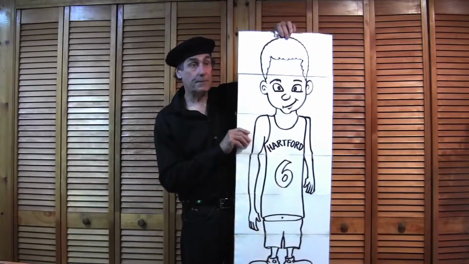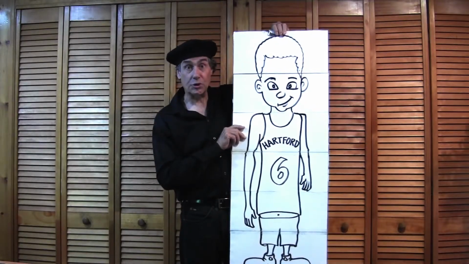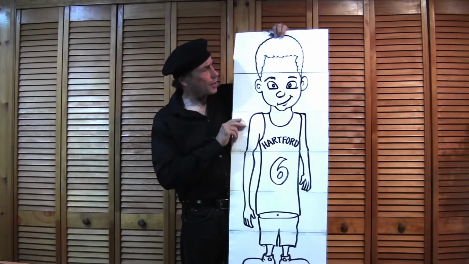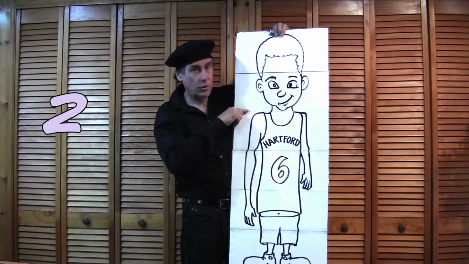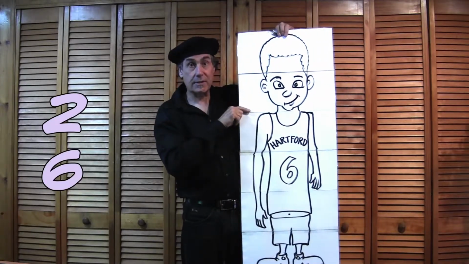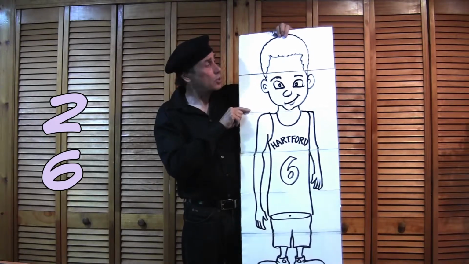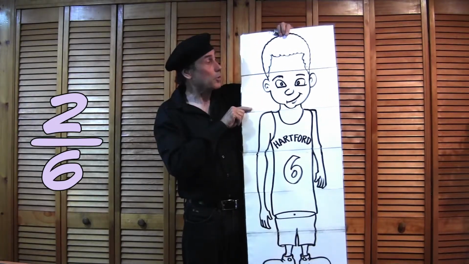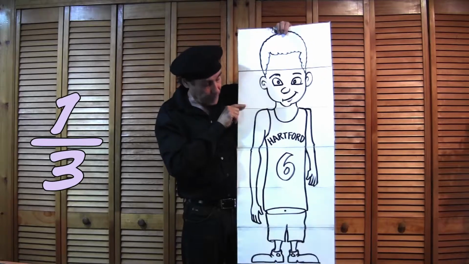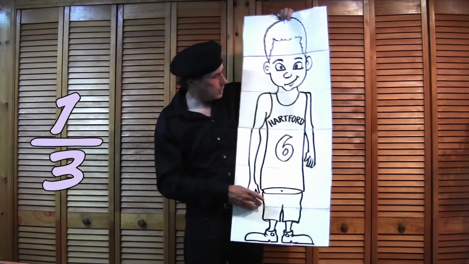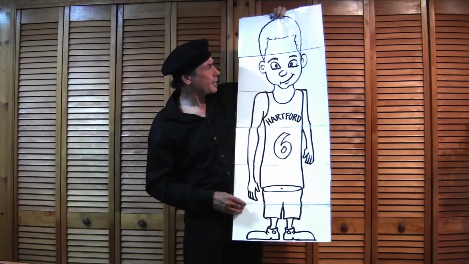Now, here's a picture of a guy with non-typical proportions. Let's check out his head. 2. 2 pieces out of 6. That means the fraction for his head is 2/6, otherwise known as 1/3. Ooh, his waist is real low, too. What a crazy looking guy.